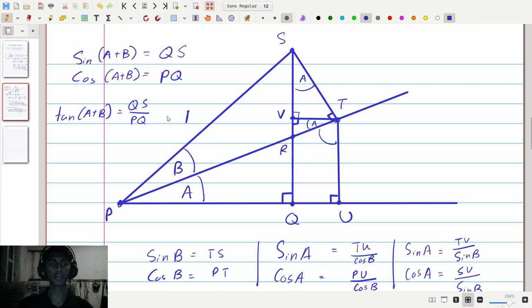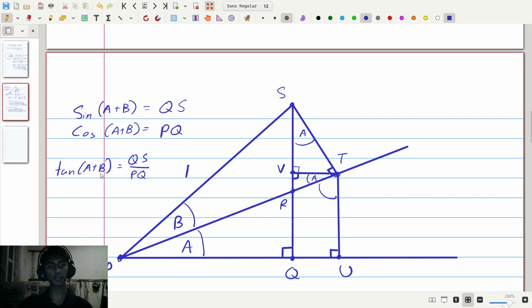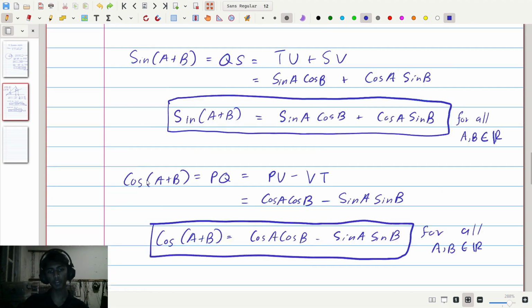How about tan? Well, tan of A plus B is simply QS divided by PQ, or sine of A plus B divided by cosine of A plus B. We can see that here. Taking this and substituting into there, we can see that tan of A plus B is sine of A plus B divided by cosine of A plus B.